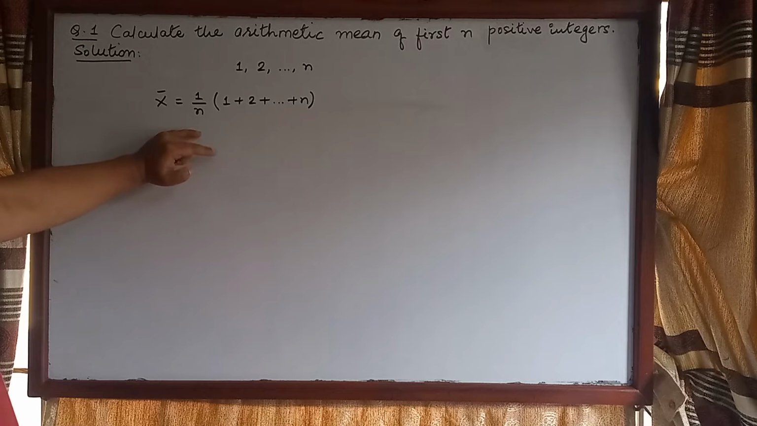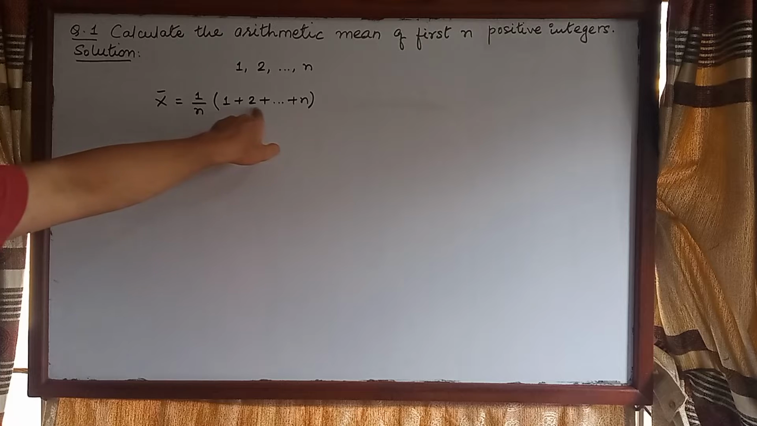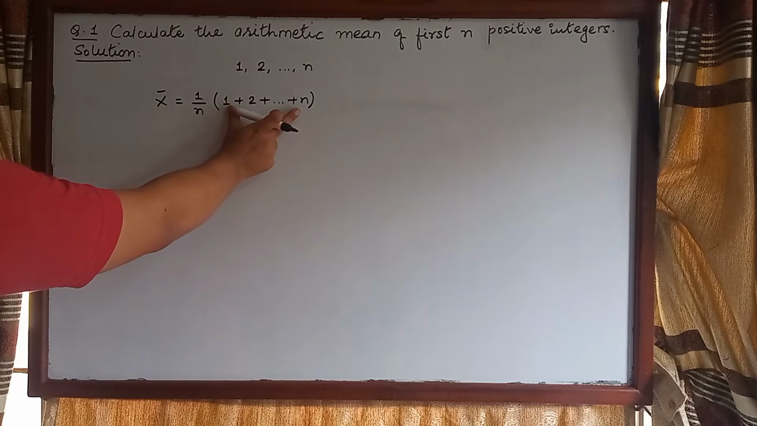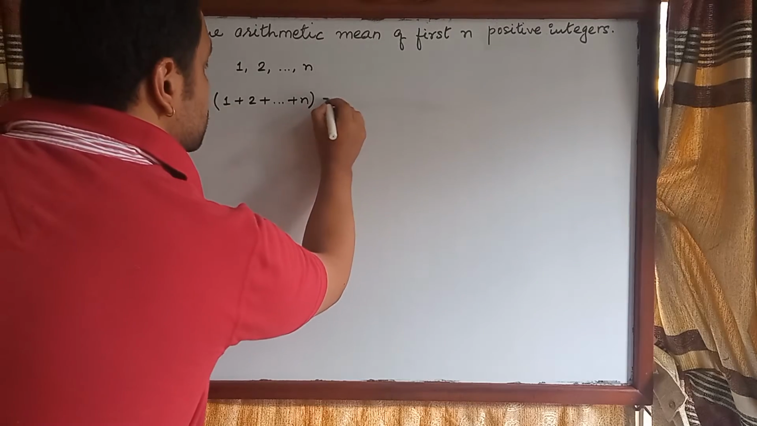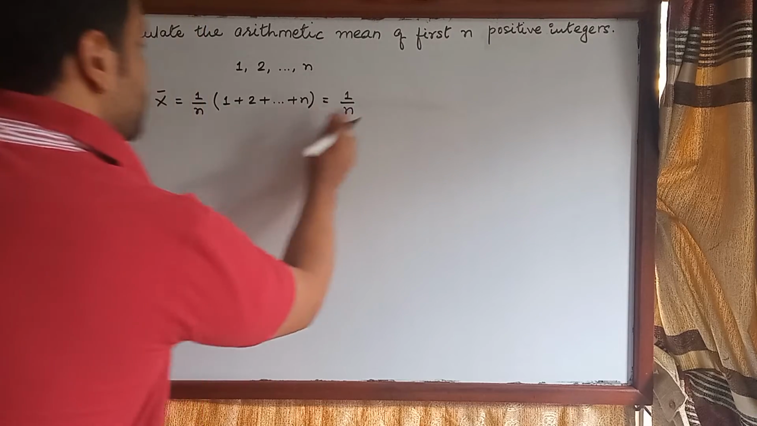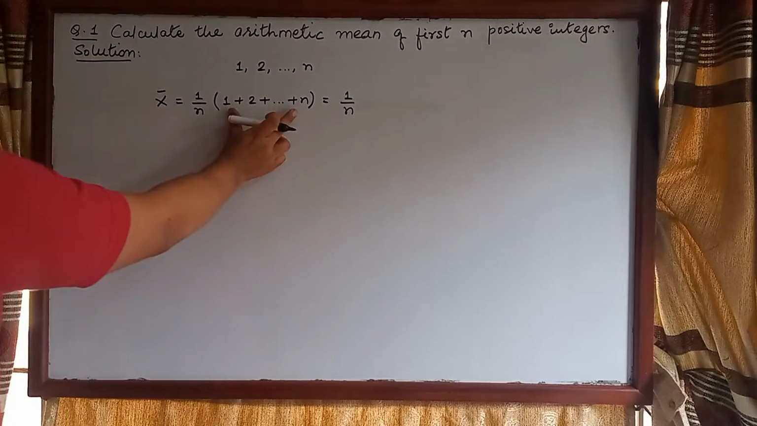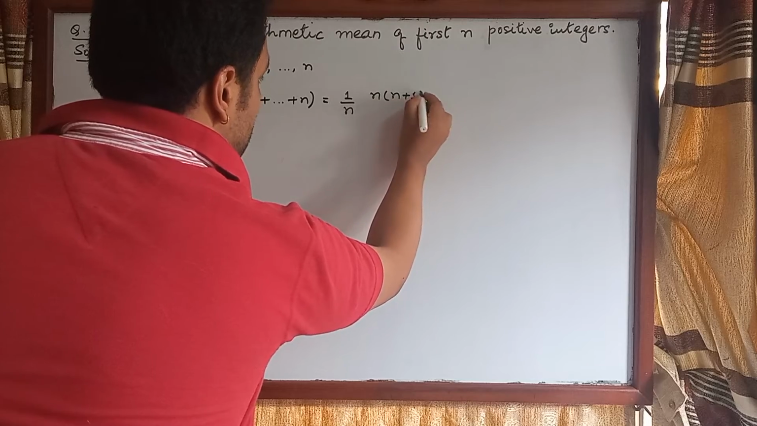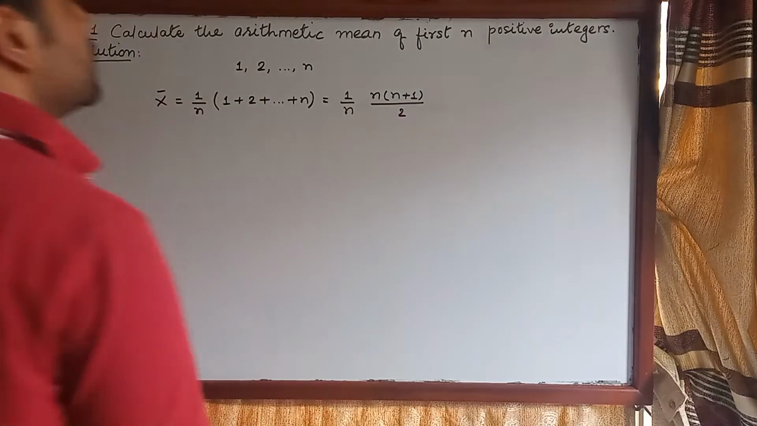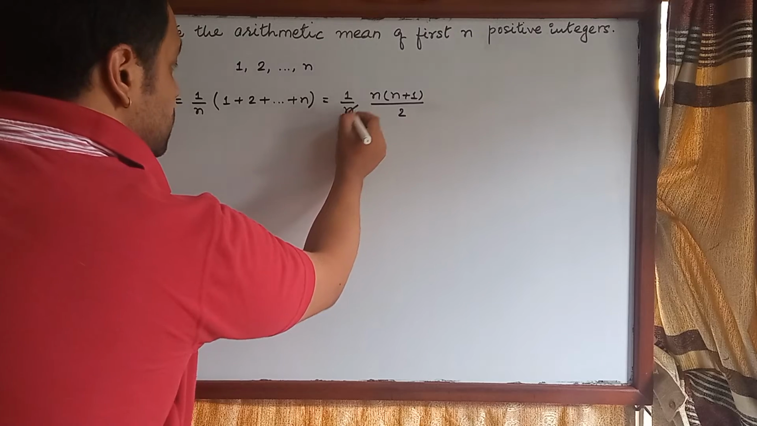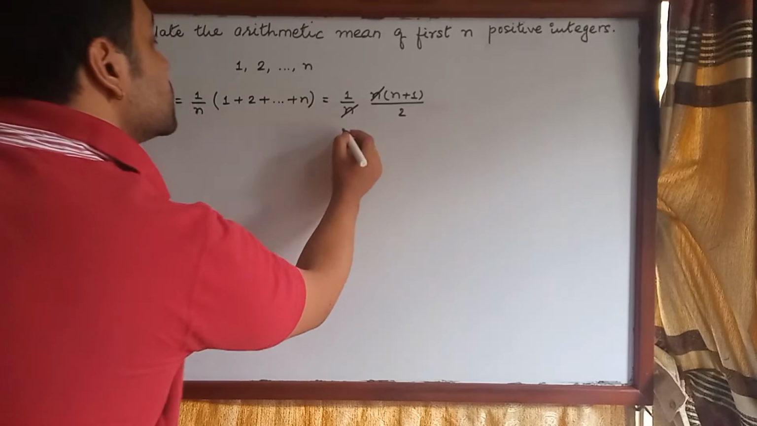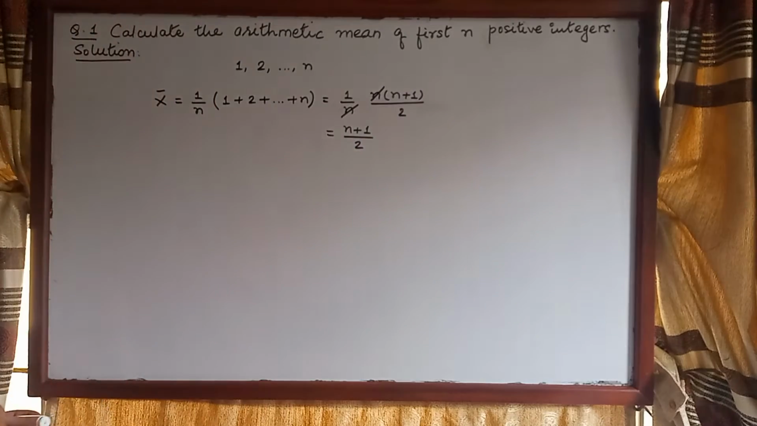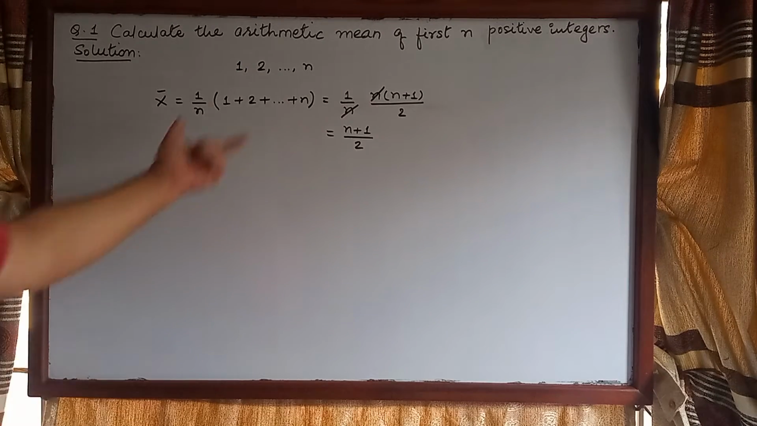what we can see is that this has a well-known formula. Okay, the sum of first n natural numbers is, we put 1 by n as it is first. This sum is equal to n times n plus 1 over 2, which gives, after this cancellation, n plus 1 over 2 is the required arithmetic mean of these numbers.